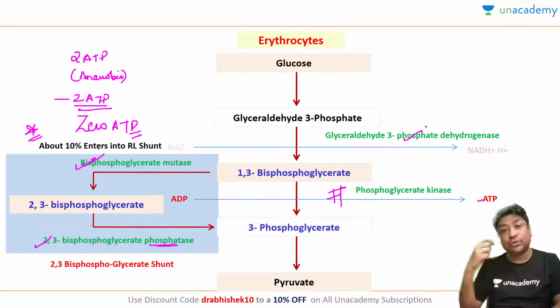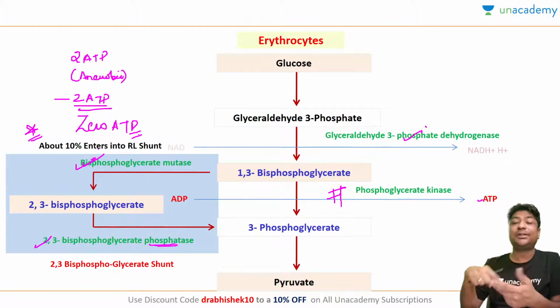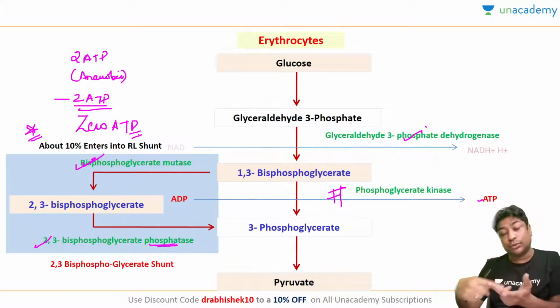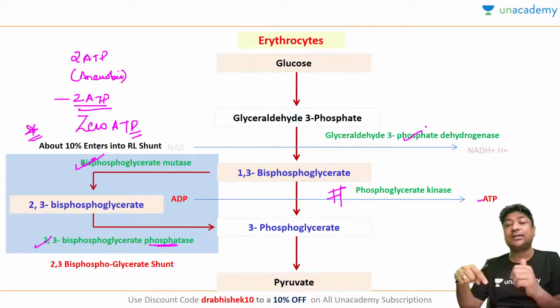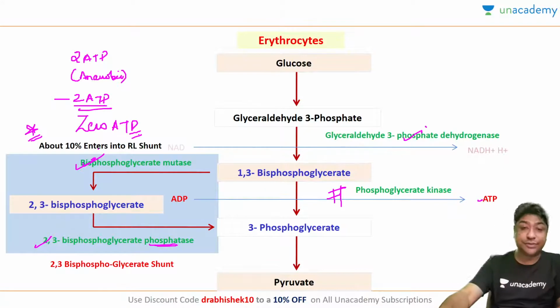So this is your 2,3-bisphosphoglycerate shunt. Again, a very simple shunt, but you should remember the concept. There are two, three things you should remember: the enzyme. You should remember that it happens only in RBC. You should remember that around 10% of the glucose goes into the RL shunt. And the most important thing, when a glucose enters the RL shunt, no ATP is going to be produced in the erythrocyte. So these are the important facts which you have to remember.